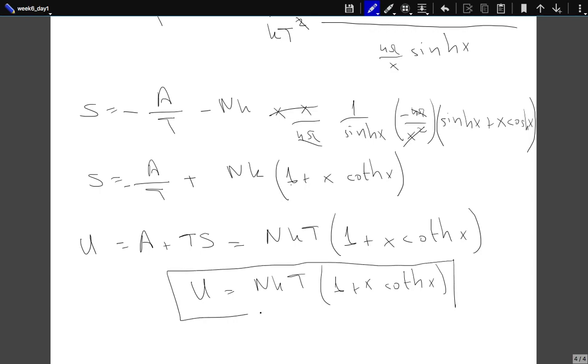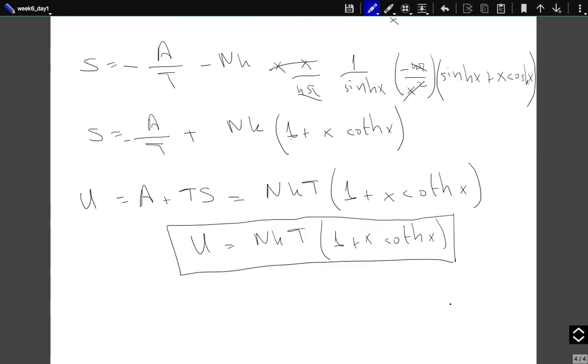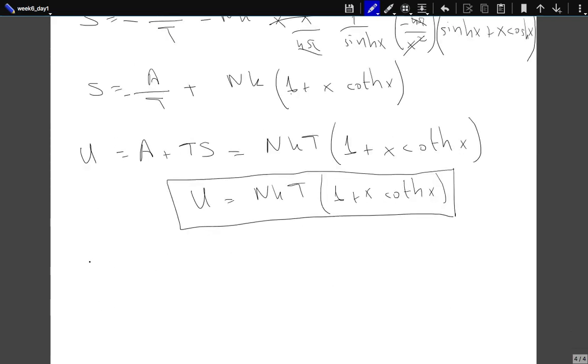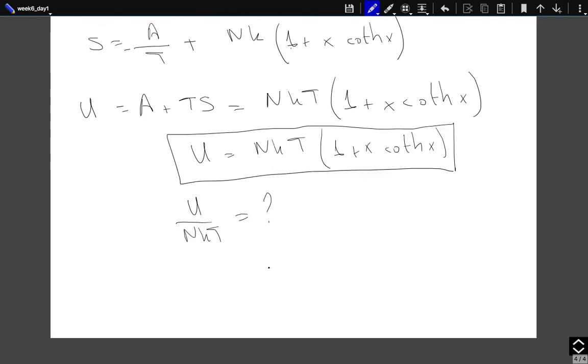This is the internal energy of my system. Let's see how it behaves at low temperature and high temperatures. The temperature dependence is, first, the overall NKT dependence, and then the second dependence on T is through the combination X. So we can look at what is U over NKT. This depends only on X, and keep in mind that X is mu B divided by KT.